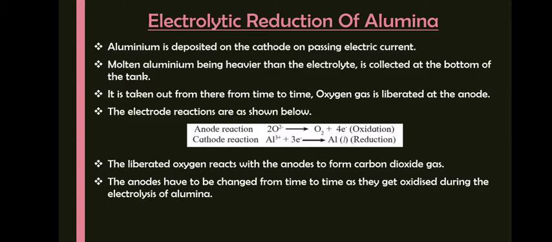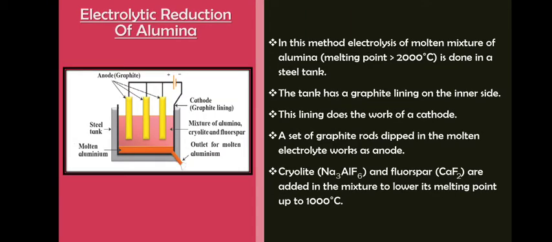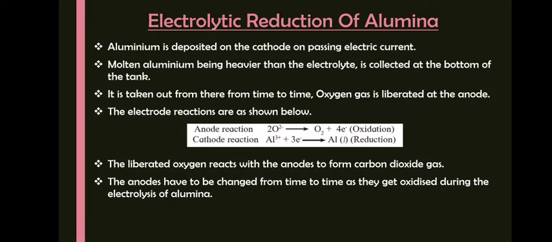The liberated oxygen reacts with the anode to form carbon dioxide gas. The anodes have to be changed from time to time as they get oxidized during the electrolysis of alumina. See, now anode is cathode, anode is graphite here. Graphite is nothing but carbon. So at anode, oxygen is released. So finally oxygen will react with carbon to form carbon dioxide gas. And this anode has to be changed, because they will get oxidized while the electrolysis of alumina is going on. Followed?